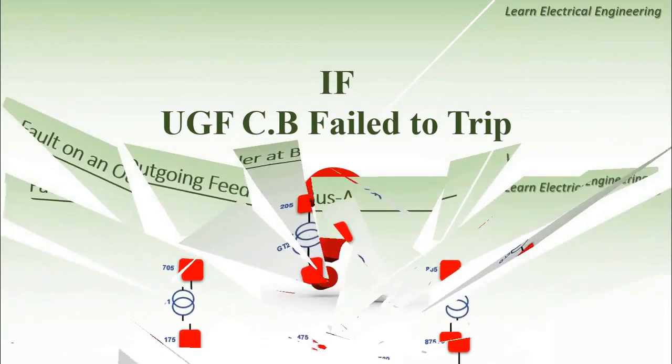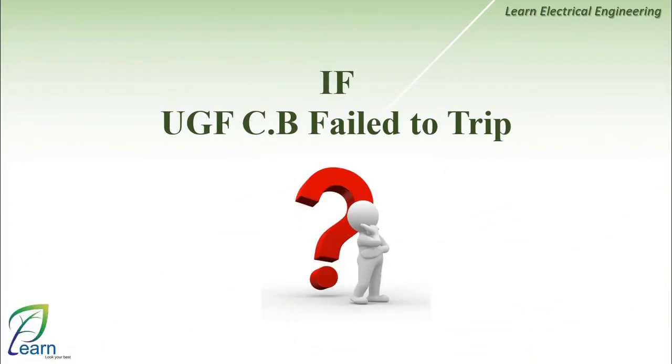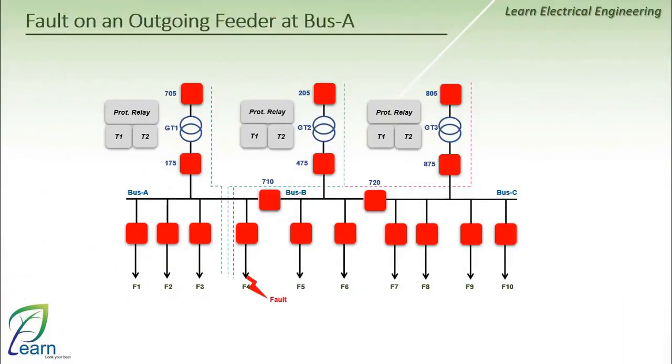Alright? Now suppose the protection for this feeder didn't detect the fault, or its sensitivity wasn't enough to detect this fault. Or it detected the fault, but after sending the trip signal, the circuit breaker didn't respond. In this case, there is backup protection on the incomers within the backup protection of transformers T1 and T2. The backup protection of the incomers will send a trip command to open the bus section circuit breakers.